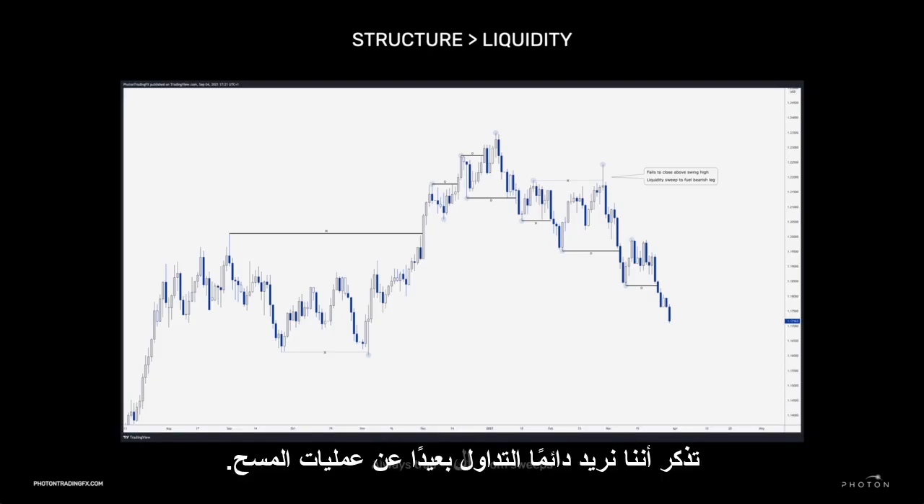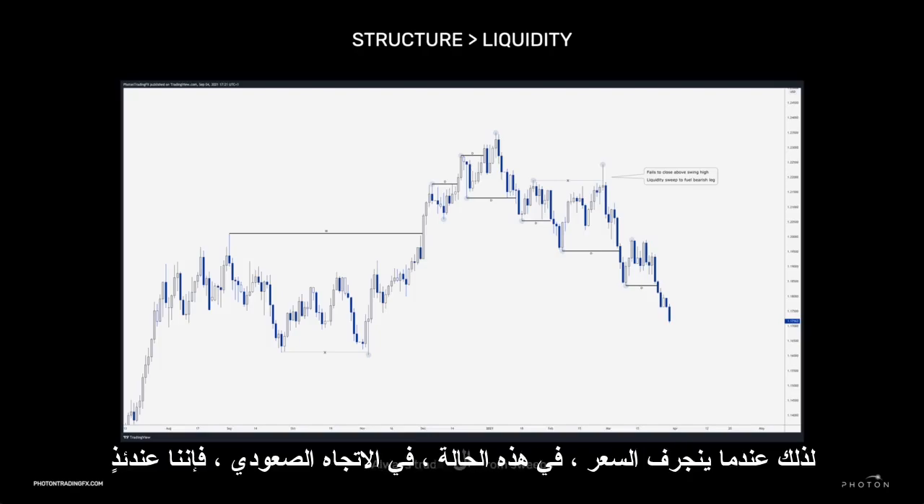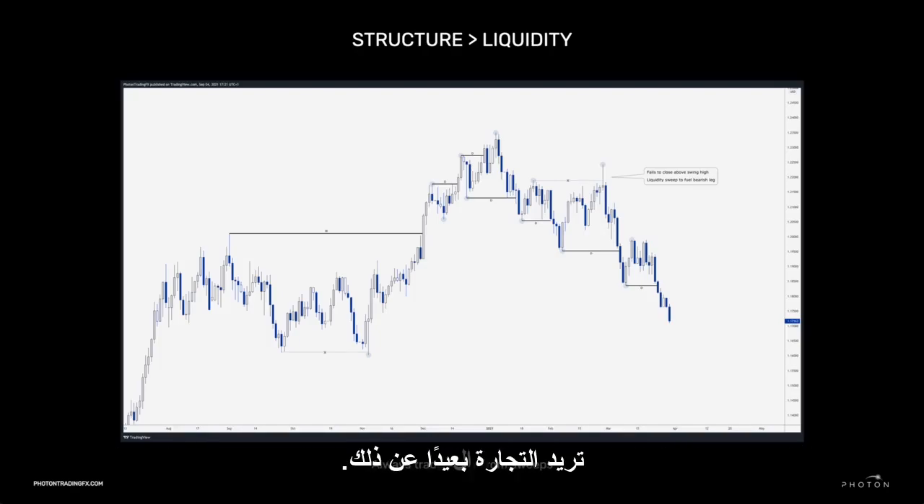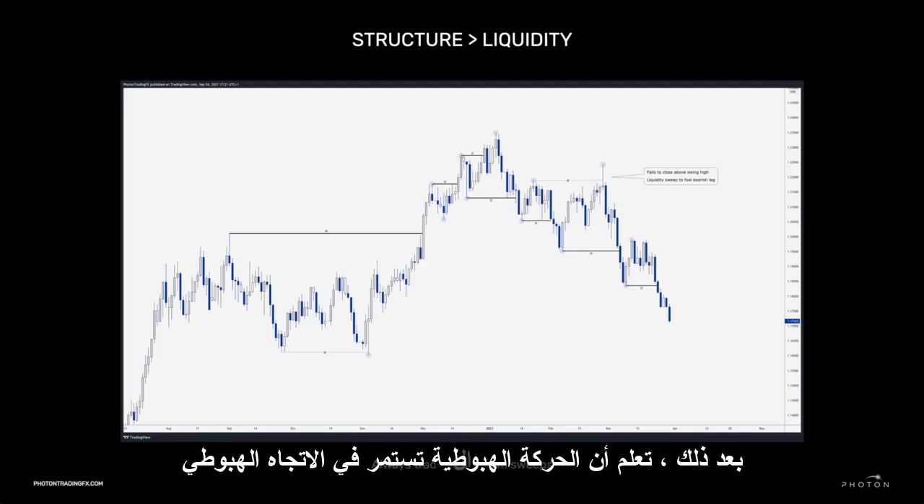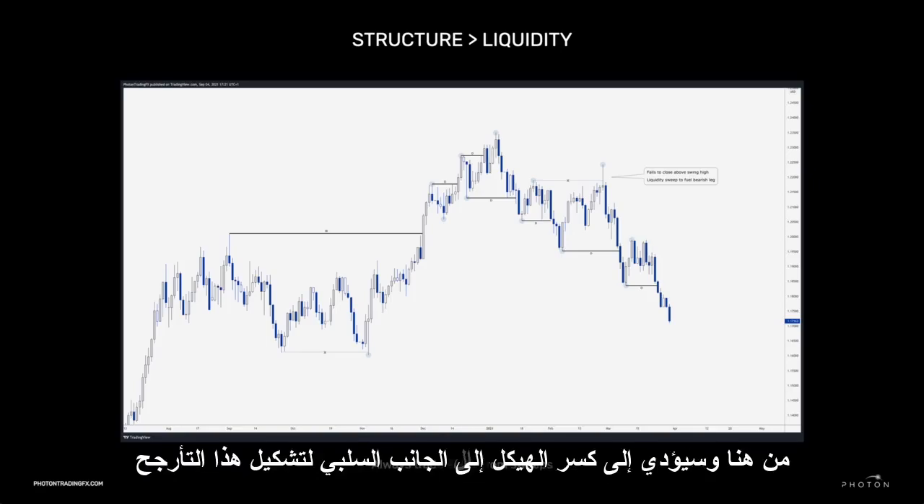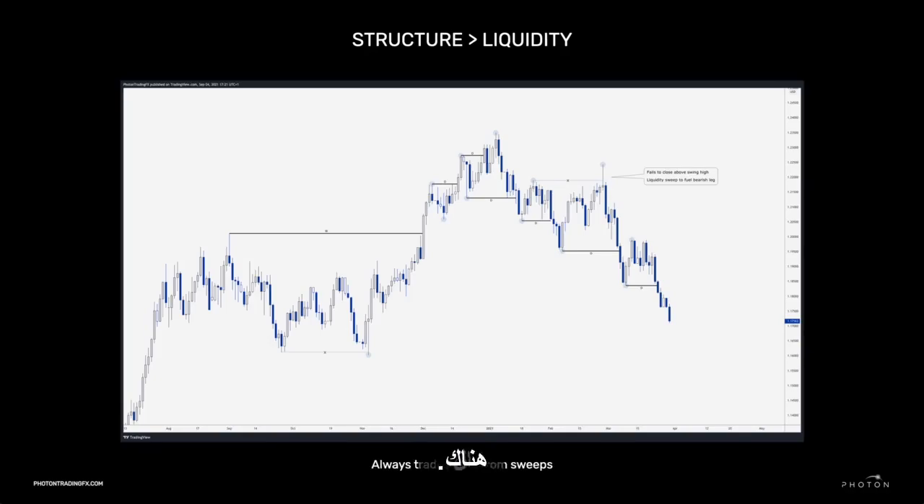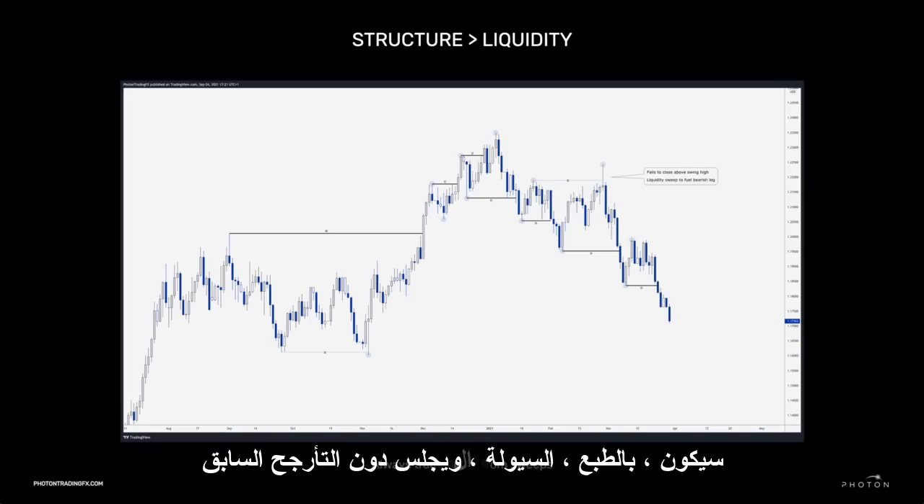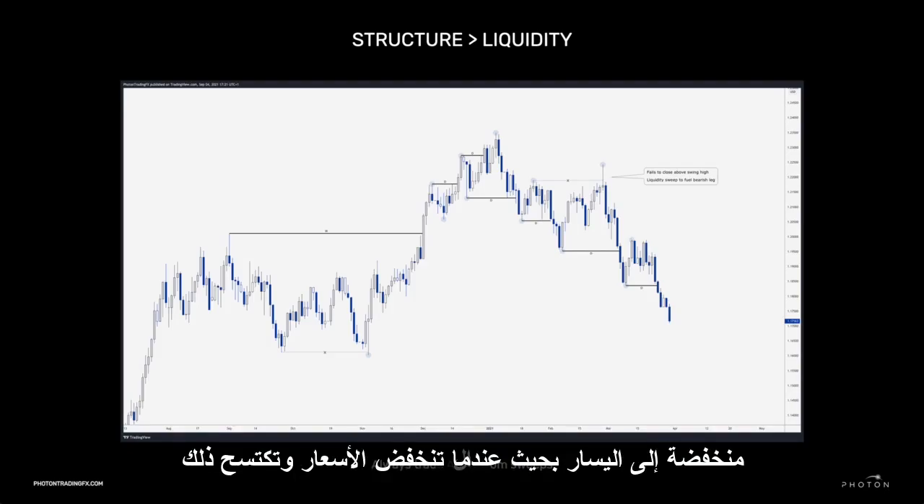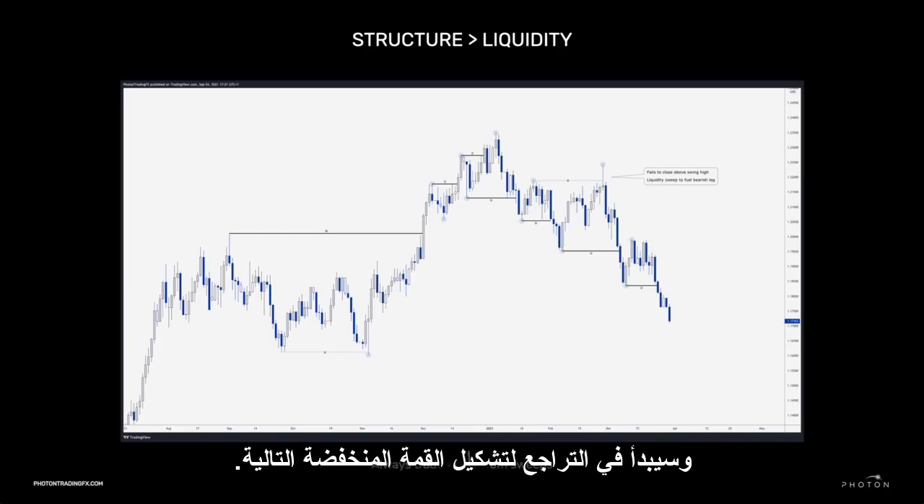Now remember, we always want to trade away from sweeps. So when price, in this case, has swept to the upside, we then want to trade away from that. So we want to trade the following bearish move. When price continues downside from here and breaks structure to the downside to form that swing lower low, there will of course have been liquidity sitting below the previous swing low to the left, so that when price comes down and sweeps that liquidity, it will start to pull back to form the next lower high.